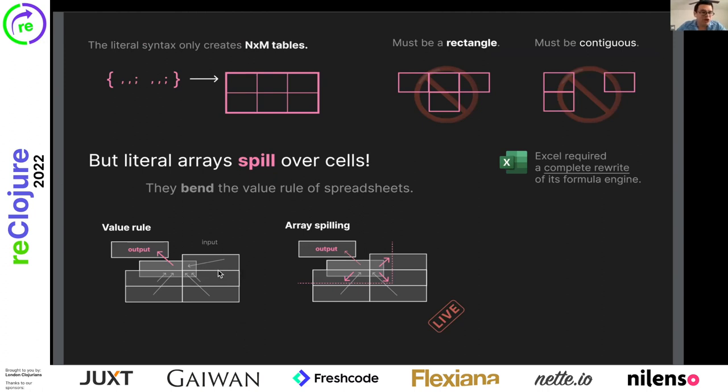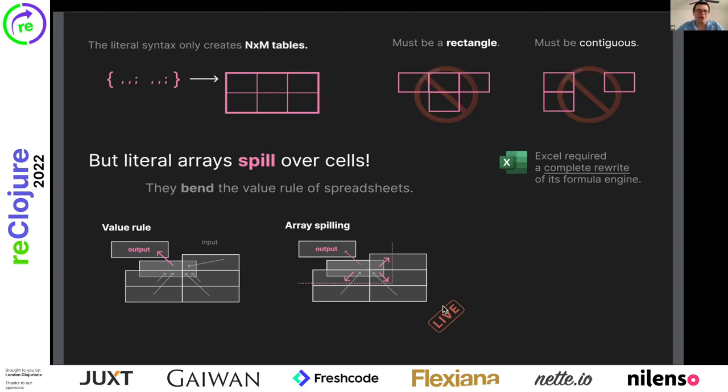And the troublesome thing, the reason this took a while to get started, is that this bends the value rule that I told you about. So this is what should happen, but with this, which is called array spilling, by the way, one cell can spill into the other ones. We have a bending of the value rule. So Excel, one of the most scaled softwares on the planet, with mainstream users for end user programming, had to do a complete rewrite of an engine, but it was thought to be worth it, and I think it is.